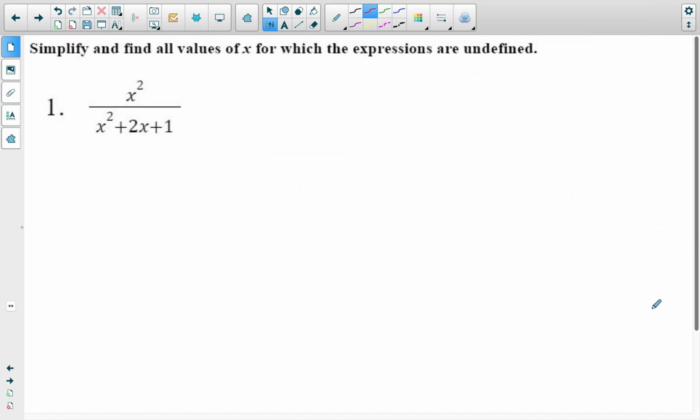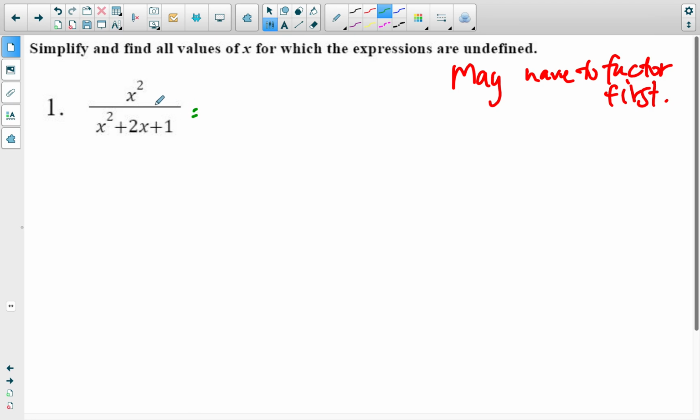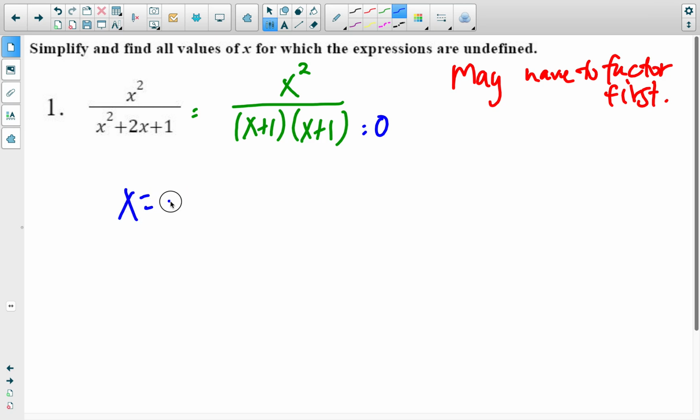So we may have to simplify first. Okay? So you may have to factor your denominator first. May have to factor your numerator and your denominator first. Okay? So x squared, that can't be factored at all, but this denominator, x squared plus 2x plus 1, that can be factored into x plus 1 times x plus 1. And then now we can just look and see, hey, if we set that denominator equal to 0, then x equals -1 would make the expression undefined.